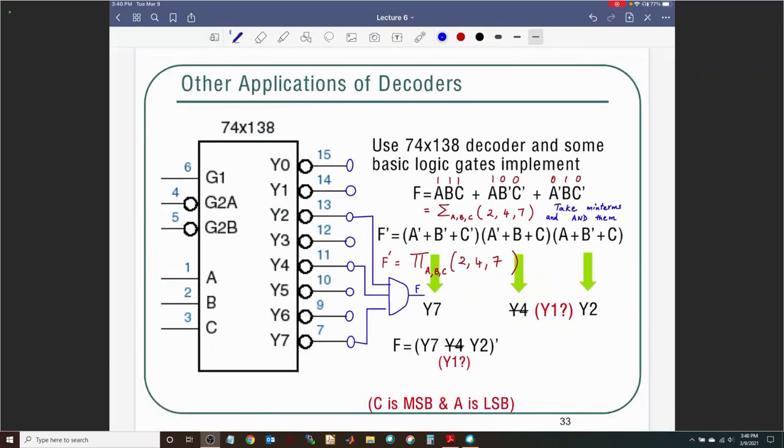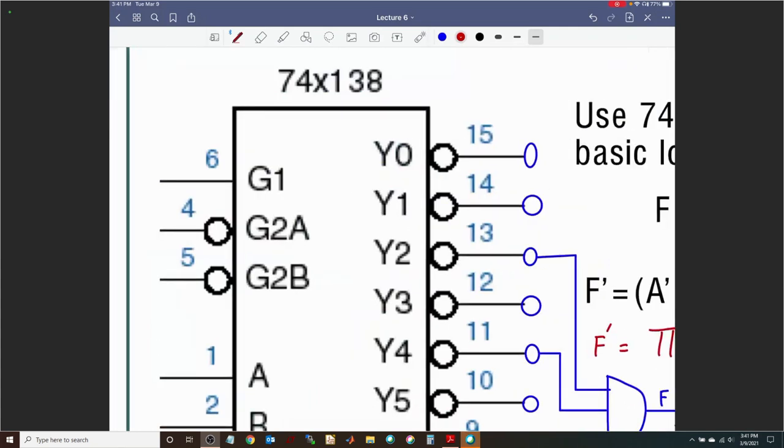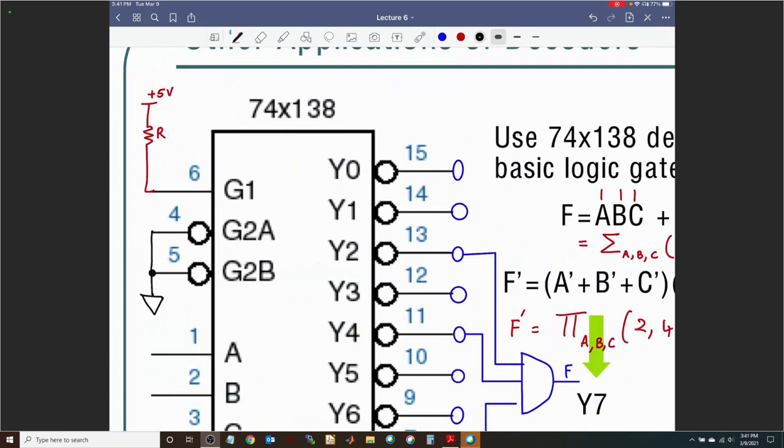Let's turn our attention to the enables. For this to actually work, should I have my chip enabled or disabled? Enabled. All right, so let's work on enabling this chip. I'm going to connect G1 to plus 5 volts using some arbitrary pull-up resistor. And then I'm going to hardwire G2A and G2B to ground. Can I consider my decoder enabled? Perfect.